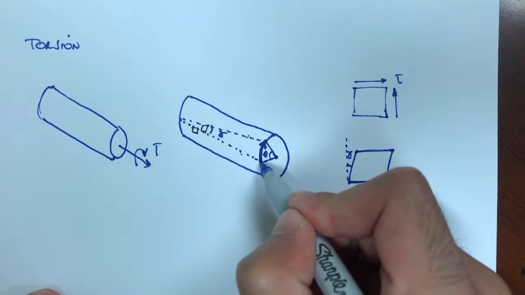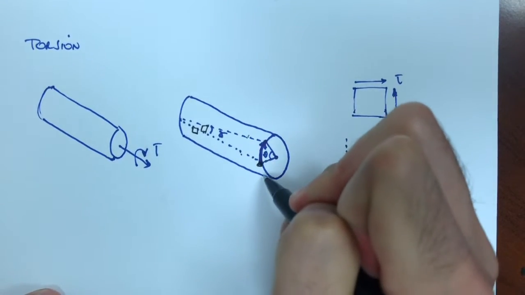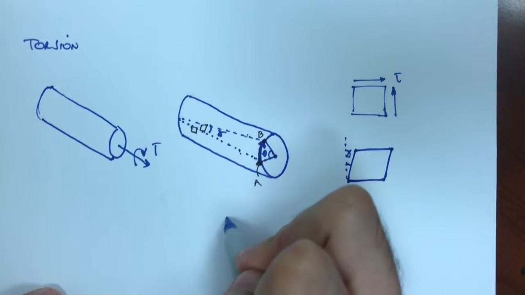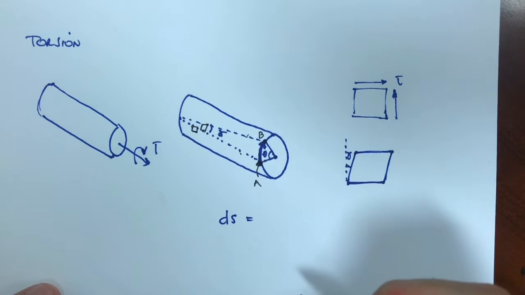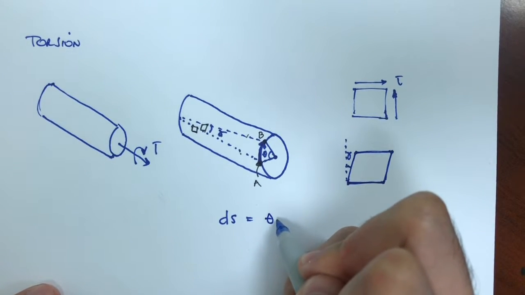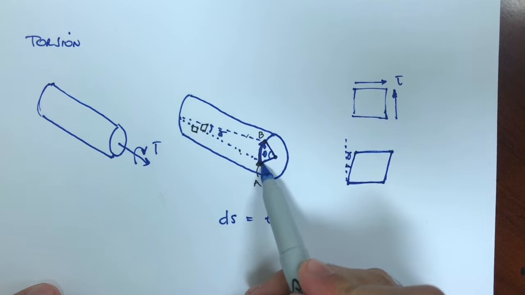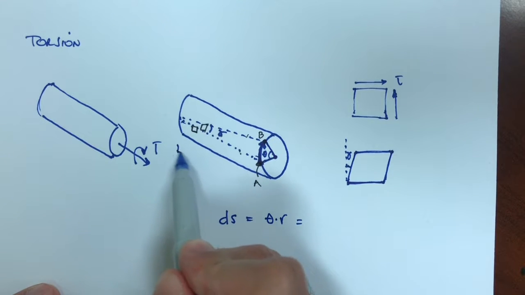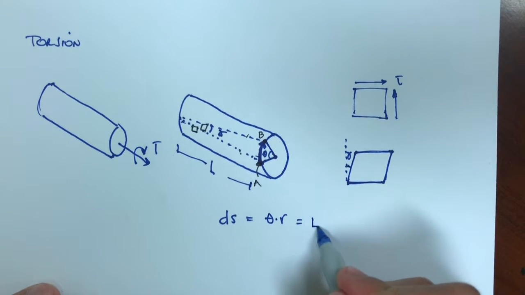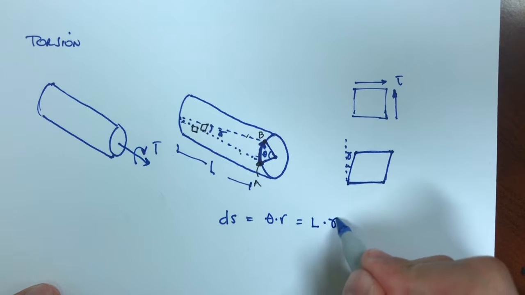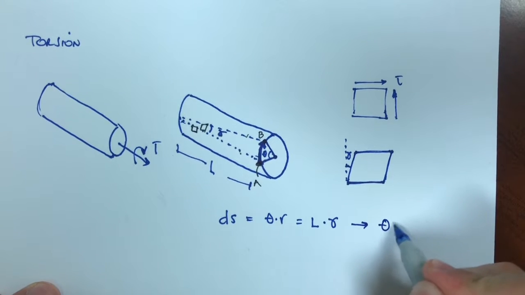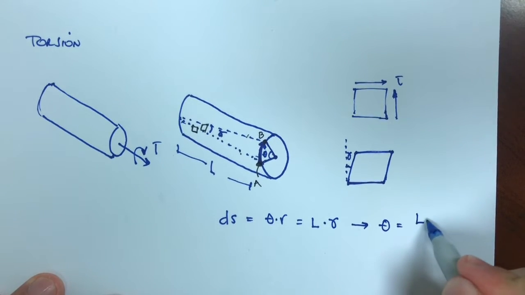So what I know is that this ds from A to B, that arc ds, can either be calculated as theta times the radius of the cylinder or the rod, or the length of the rod, L, times the angle gamma. So from this is where I'm going to get my angle of twist theta, which will be L times gamma over R.